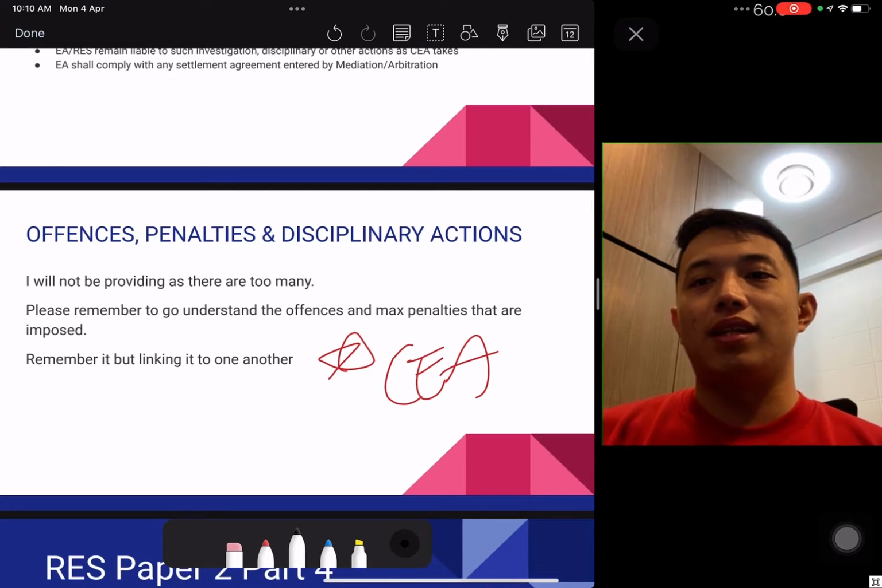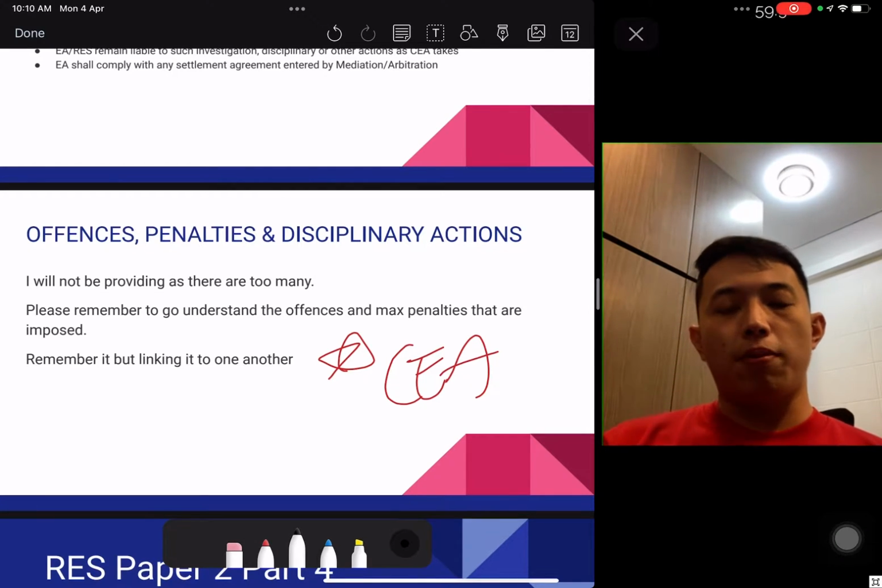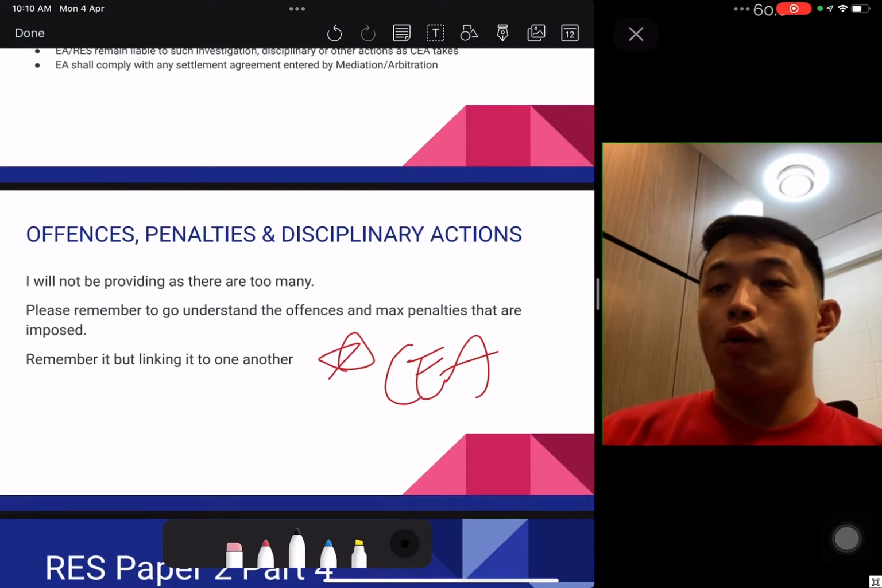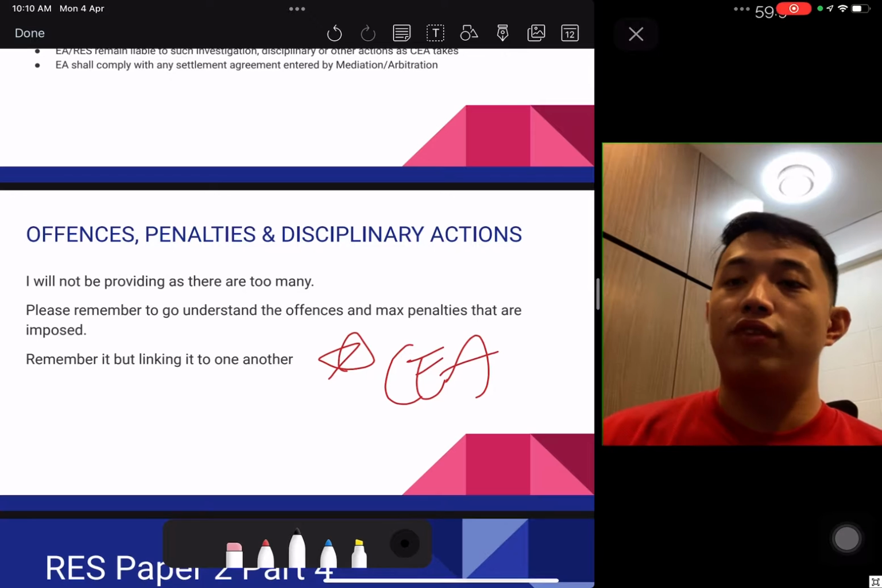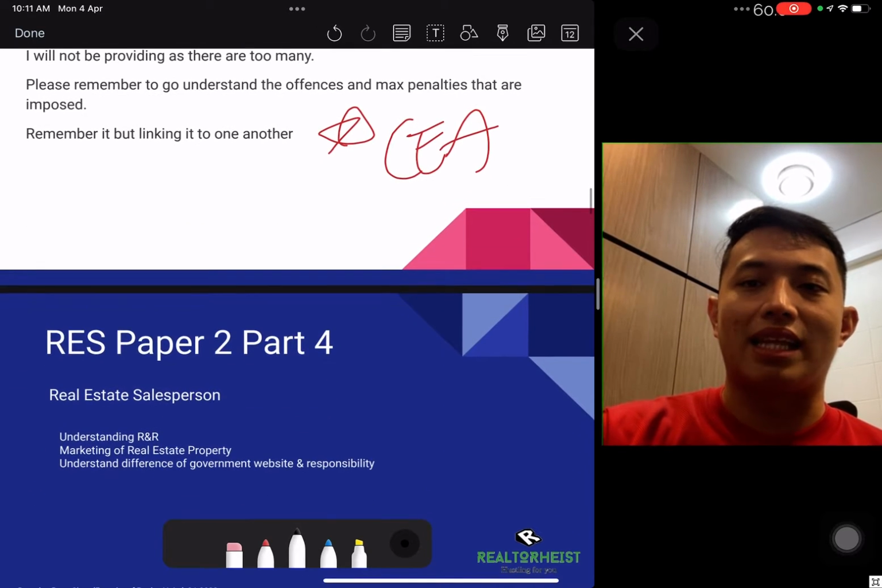The offences, penalties, and disciplinary action, I will not be going through. That will be too much. Go read the CA website, look for all the acts, the guidelines, the follow-ups, the code of practice. Download every single one of them. Remember, read it up yourself. This can be tested, but not to that extent.